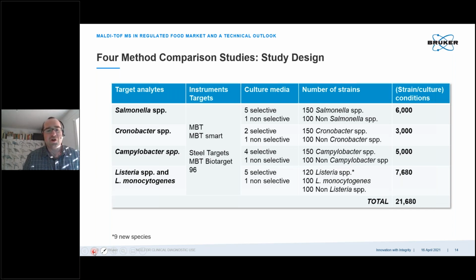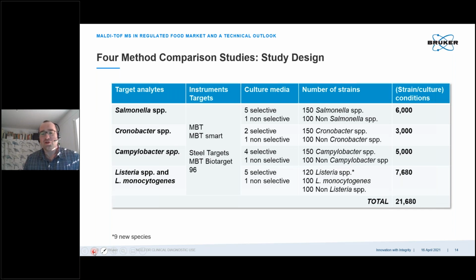Bruker performed 4 method comparison studies to detect or confirm Salmonella, Cronobacter, Campylobacter, Listeria, and in particular Listeria monocytogenes. This study included 2 instruments, 2 types of target, the steel target and the biotarget, different culture media, and a huge number of strains, 150 for inclusivity and 100 non-Salmonella, for example for Salmonella, which means the exclusivity strains.